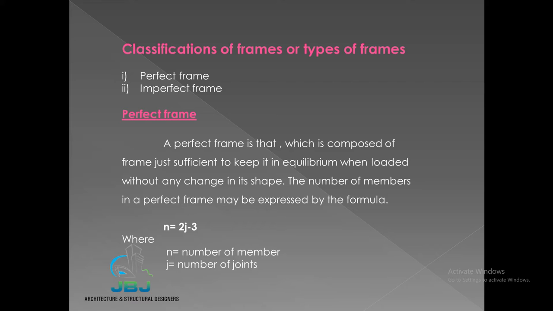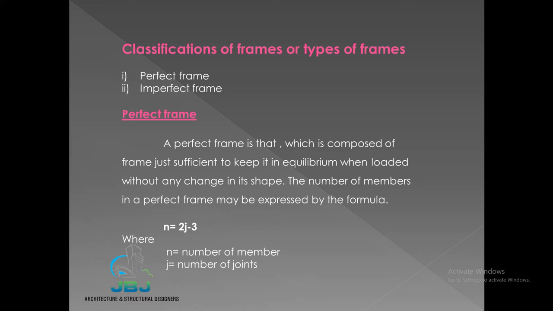The number of members in a perfect frame may be expressed by the formula n equal to 2j minus 3. Here n is the number of members, j is the number of joints. Simply keep in your mind this definition of a perfect frame. If the member satisfies this condition, what is the condition?